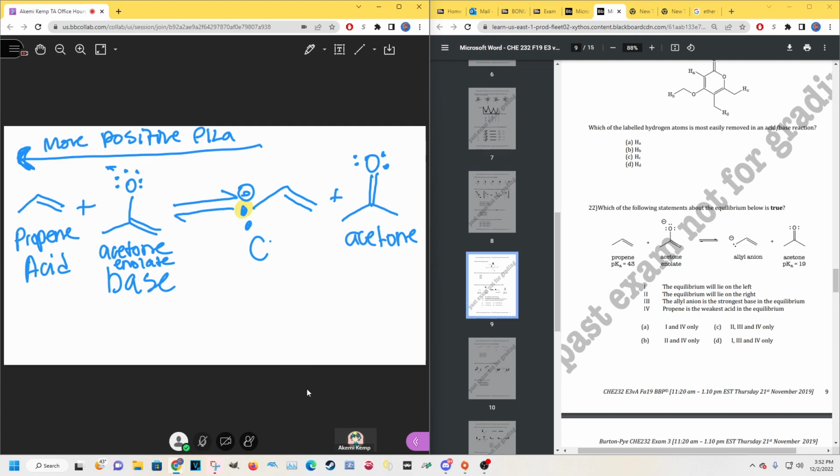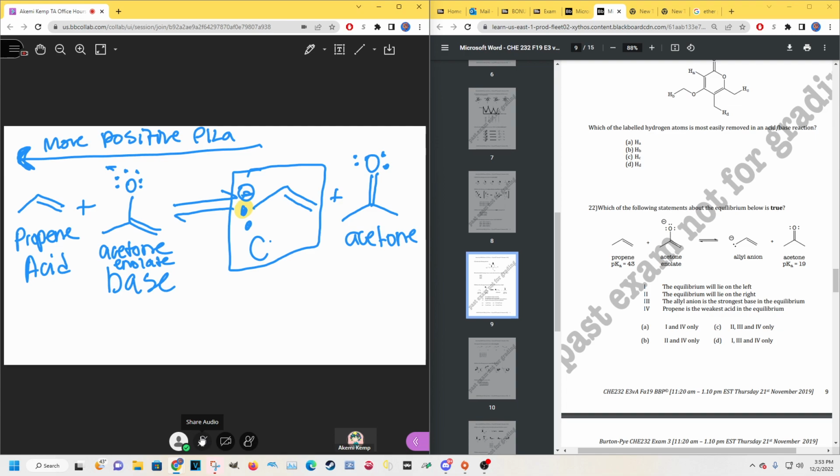Now 3 says the allyl anion is the strongest base in the equilibrium. So that's this molecule here. Can we say that's true? Yes, because strong acid reacts with strong base, right? Wait, not all the time. Sometimes you have weak acid-base reactions here as well.